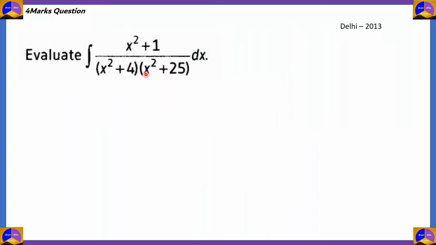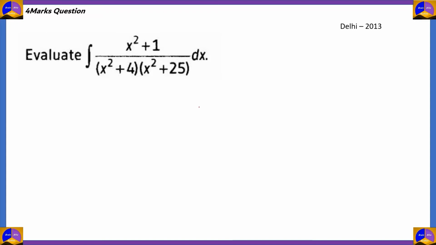Here lies our first question. You need to evaluate the integral of (x squared plus 1) divided by (x squared plus 4) times (x squared plus 25) dx. How do you solve this question? That is our big question.